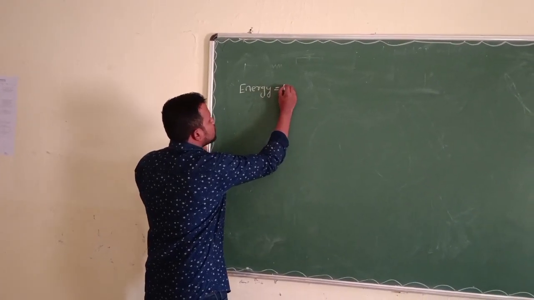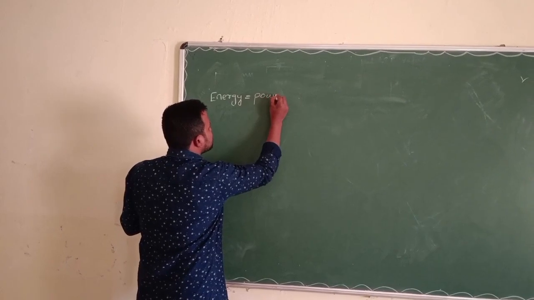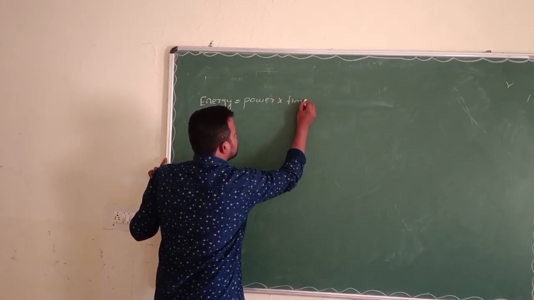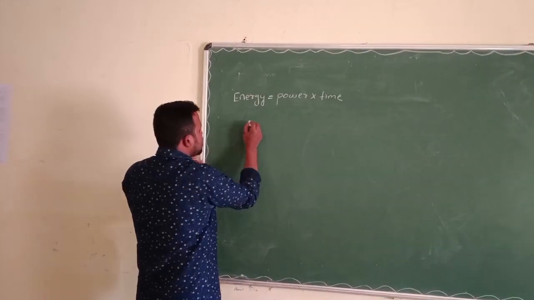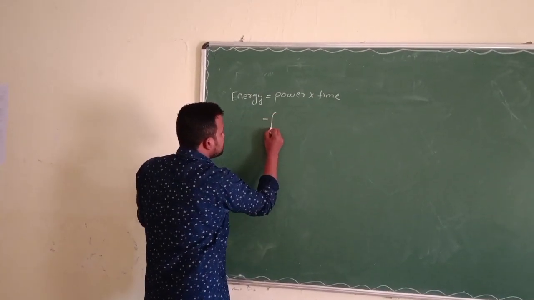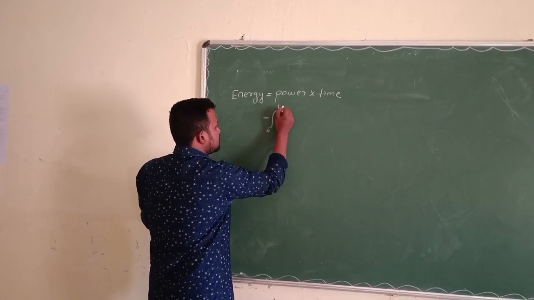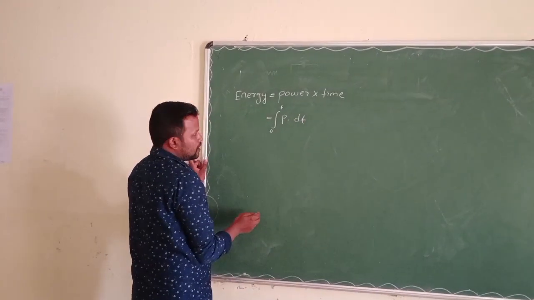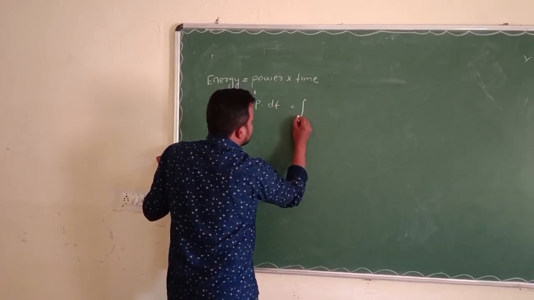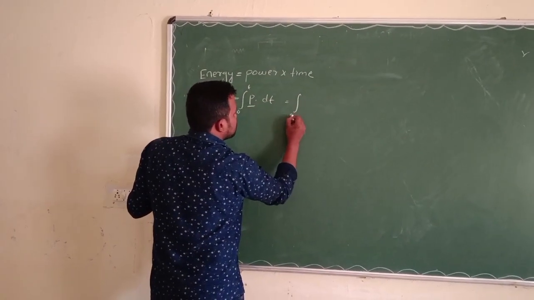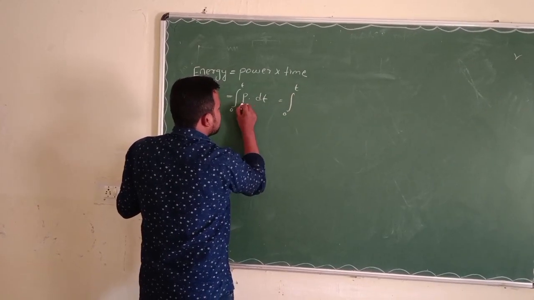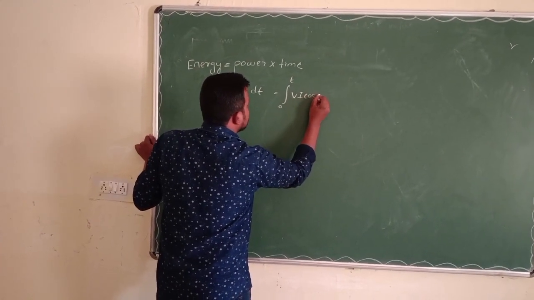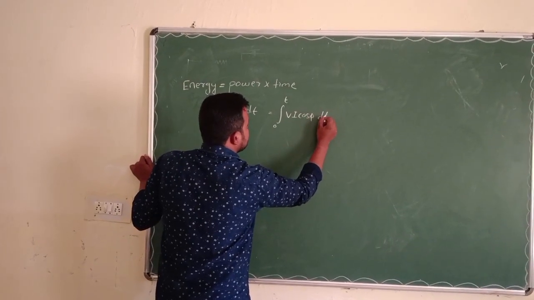Energy equals power into time, and we also say that energy equals the integration from 0 to t of p dt, where p equals vi cos phi.